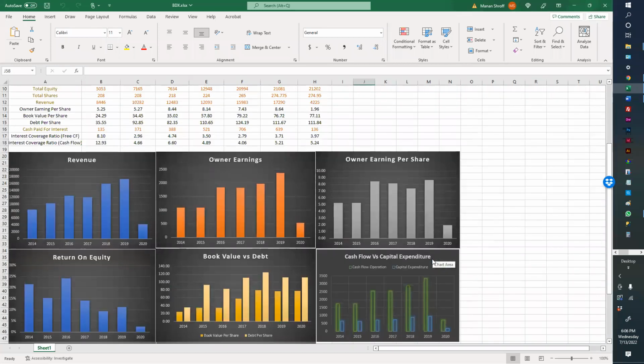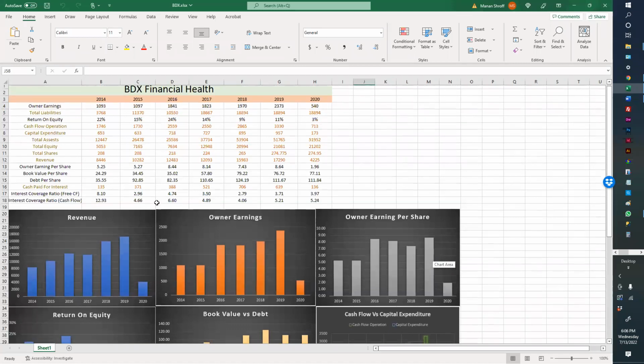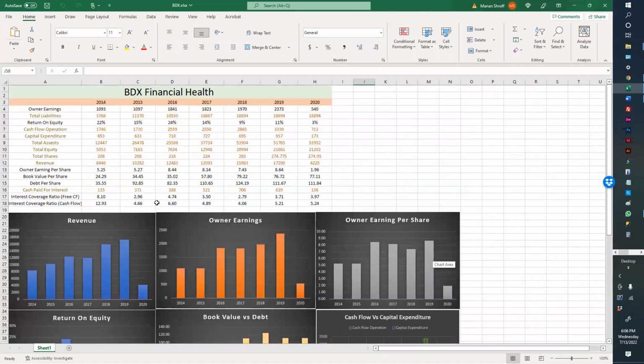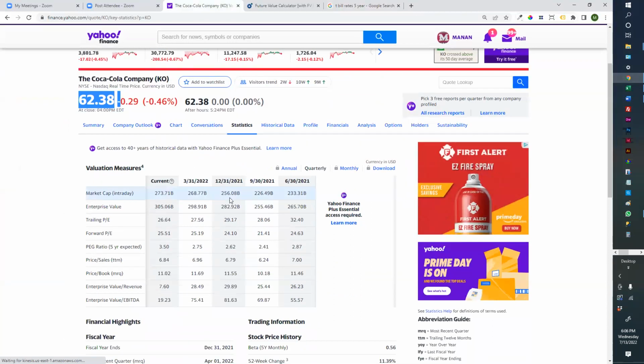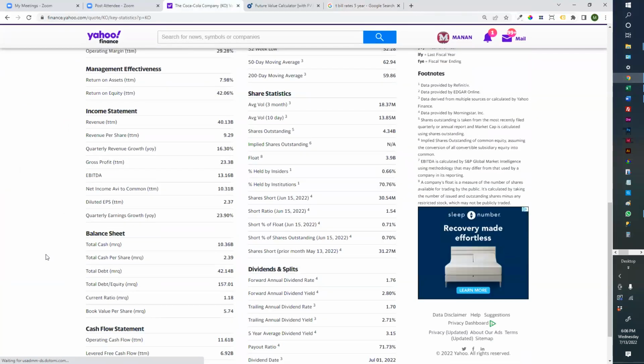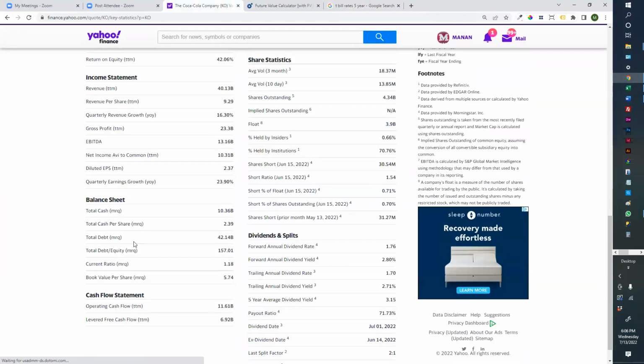Yeah, so I used to do all this stuff, but not anymore. I just look quickly on Yahoo Finance, and if the debt is going high, I don't even invest. In the case of Coca-Cola, if you see the total debt is 42 billion, okay? And we deduct $10 billion cash. So they have a 32 billion outstanding debt.